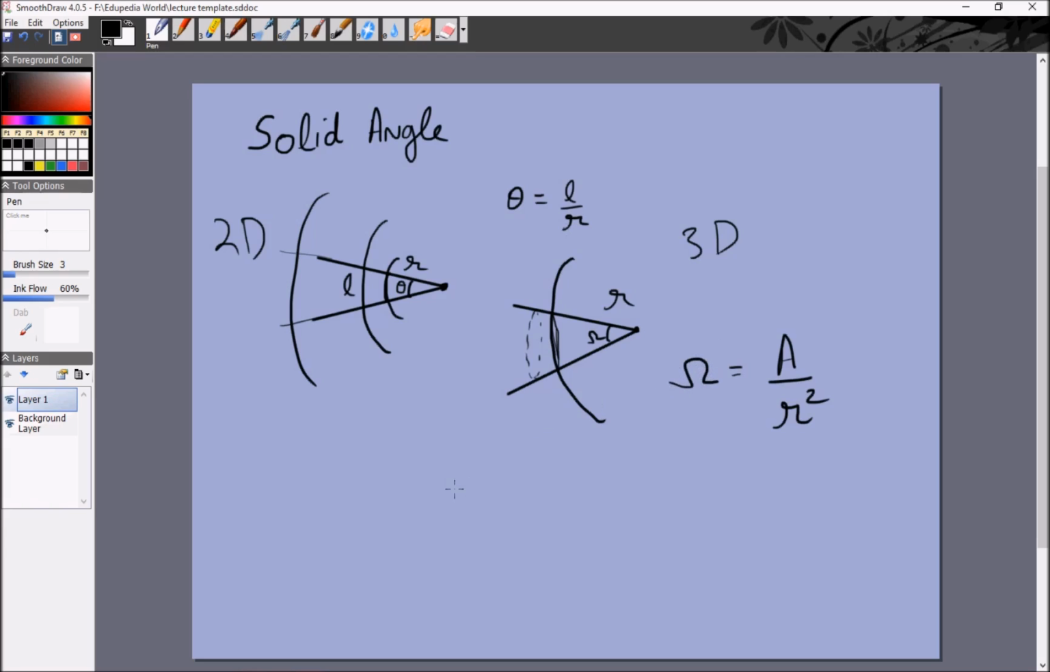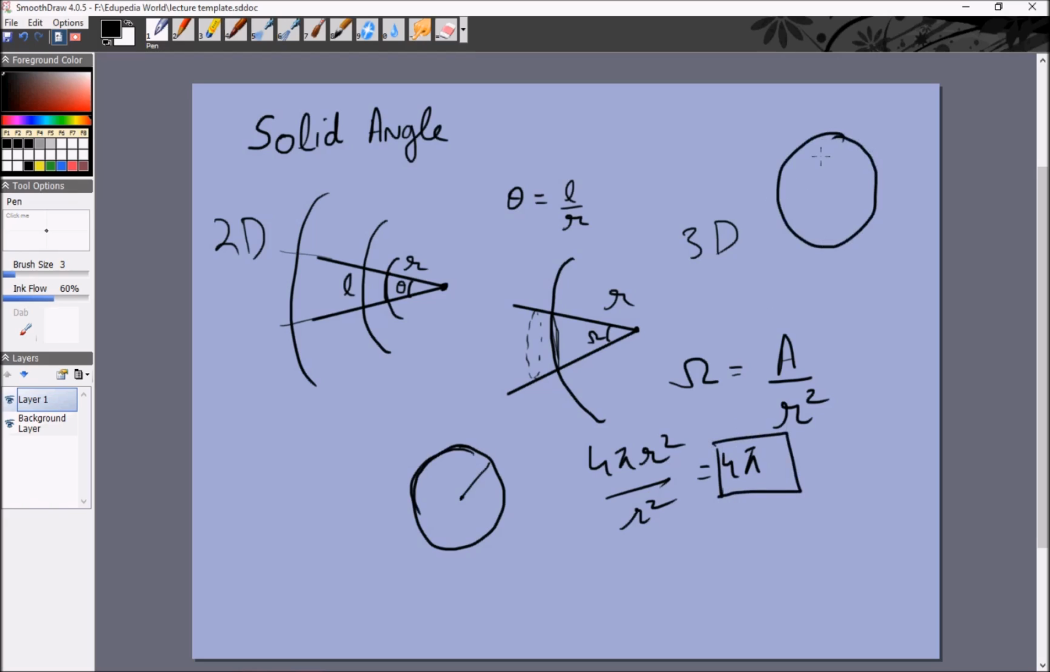Right. Now if we take a complete sphere, then the surface area is 4 pi r squared. If we divide it by r squared, we get 4 pi. That means a complete sphere subtends a solid angle of 4 pi at the center. Just like a circle subtends an angle of 2 pi at the center. A circle subtends an angle of 360 degrees, and that is 2 pi radians. In this case, the unit is sr or steradians. This is all stuff that we've seen before in the very first videos on units and dimensions.